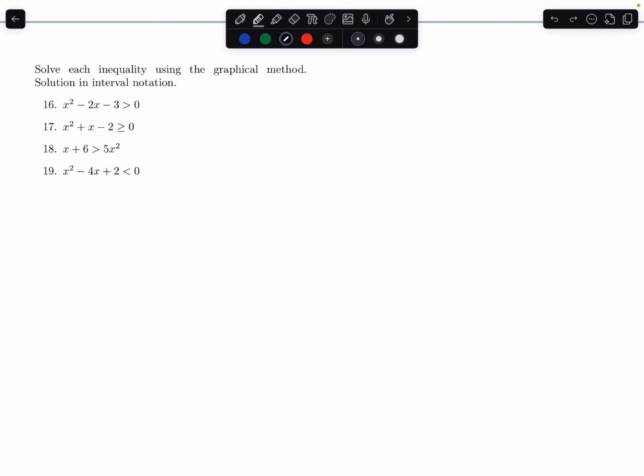All right, guys, here we go. This is the last video, going over the last 4 questions. This time we're asked to solve an inequality using the graphical method. And these inequalities are quadratic inequalities because they're all quadratic expressions here, right?